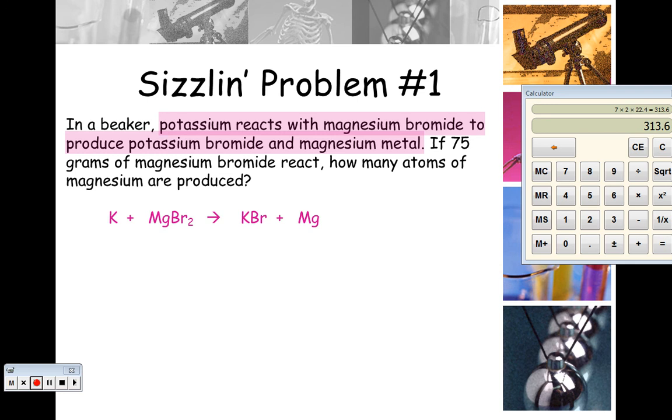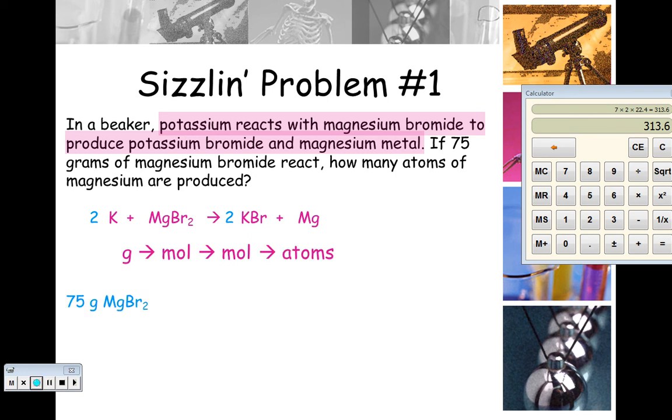It says 75 grams of magnesium bromide react. So, look onto your math. If I'm starting with the grams of what's given to me, where do I need to go next? Moles of what? Moles of what I'm given. So, let's balance it. 2, 1, 2, 1. I'm going to go from grams to moles of my given. Then I'm going to switch sides to moles of what I want. And then I'm going to go to the atoms.